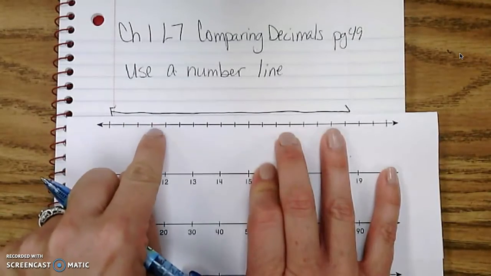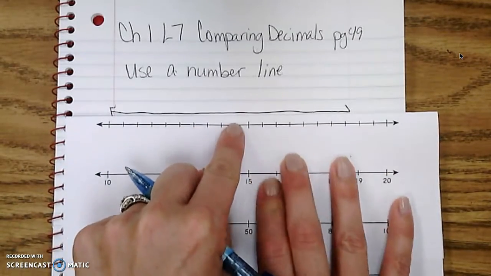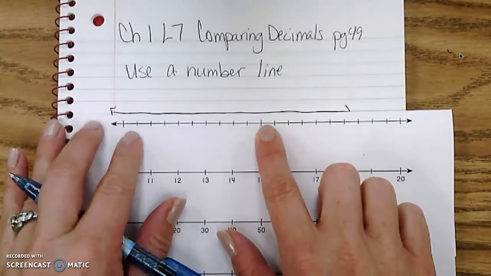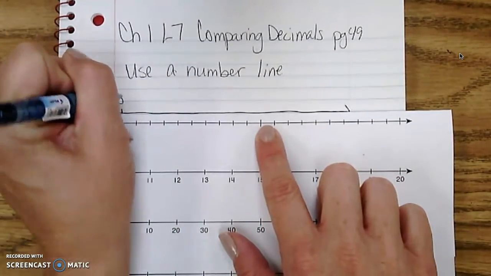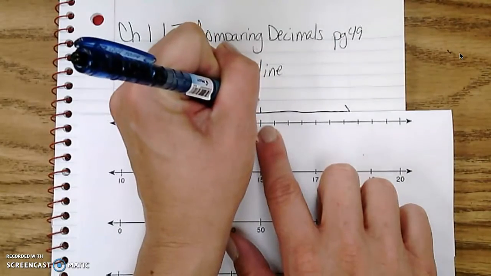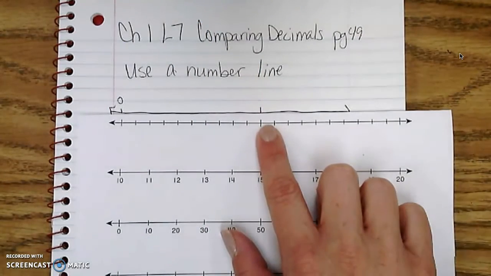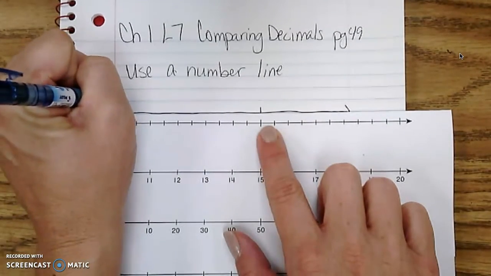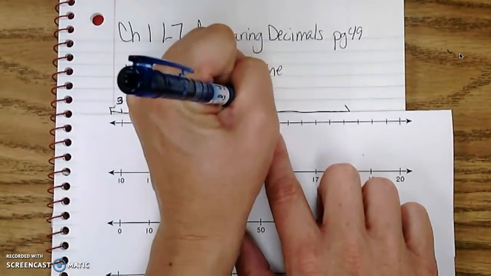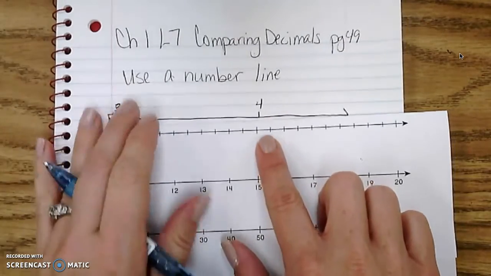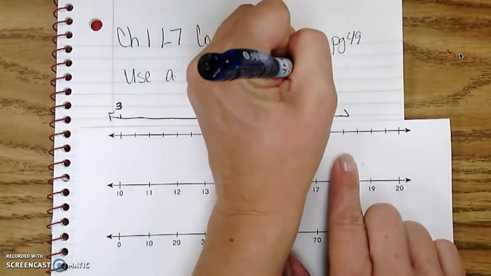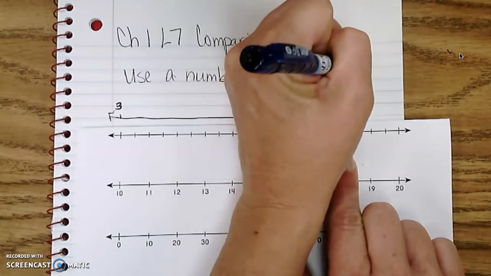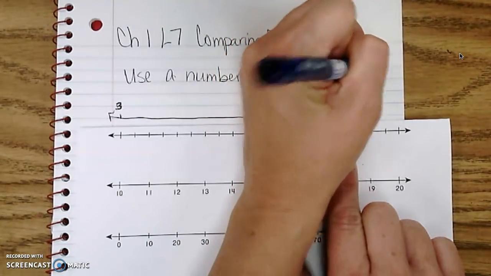1, 2, 3, 4, 5, 6, 7, 8, 9, 10. Okay, actually I only need it from there to there. Let me see which numbers I am doing first. I'm going to do 3.6 to 3.8. So I'm going to call this 3 and this 4, because 3.6 and 3.8 are the two numbers I am comparing.